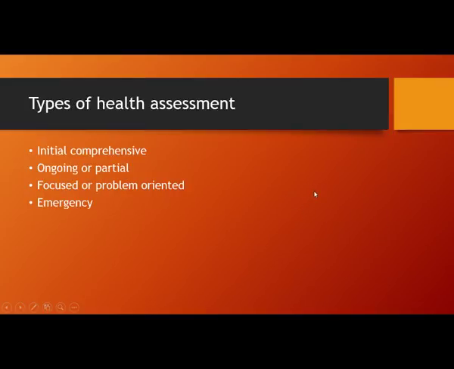Then types of health assessment. We have four basic types. The supplemental text, the Doyle and McCutcheon, has the same four basic types. They use slightly different terminology for them, but they're still the same four types. So the first one is the initial comprehensive assessment, then ongoing or partial, then focused or problem-oriented, and then emergency assessments.